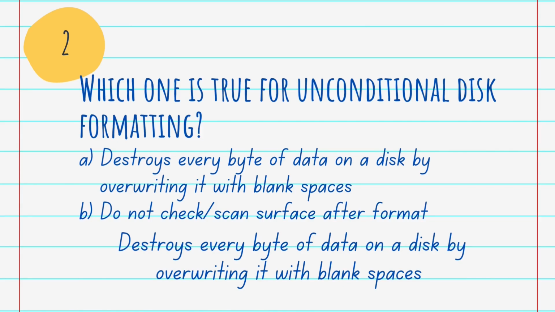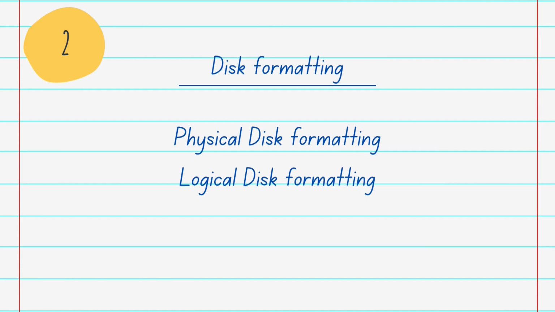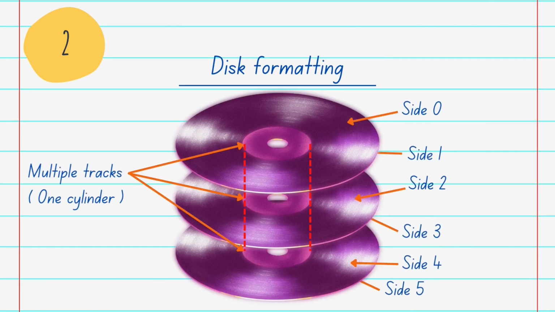Okay, and unconditional disk formatting destroys every byte of data on a disk by overwriting it with blank space. Remember this. Actually, there are two ways of disk formatting: physical disk formatting and logical disk formatting. Physical disk formatting is also known as low level formatting, which is done before a logical format. The physical formatting divides the hard disk platters into their physical elements: tracks, sectors, and cylinders. After the physical disk formatting is done, there comes the logical disk formatting part. Logical formatting places the file system on the disk and allows the operating system to use the disk space to store and retrieve files. Different operating systems use different file systems, so the type of logical formatting you want to apply totally depends on the operating system you plan to install.